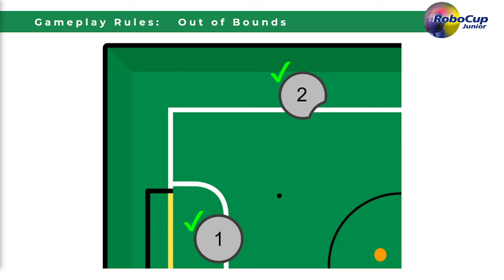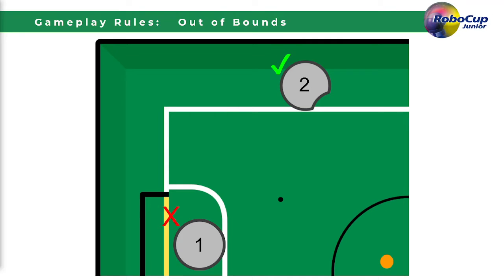This can be somewhat confusing, so let's zoom in on it a little. Here, both robots are in bounds. Robot 1 is over the field outside of the penalty area, and Robot 2 is still over the white rectangle. Now Robot 1 has gone out of bounds even though it is still touching the white line.